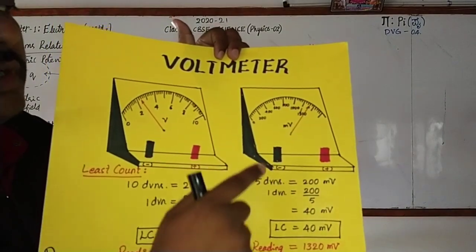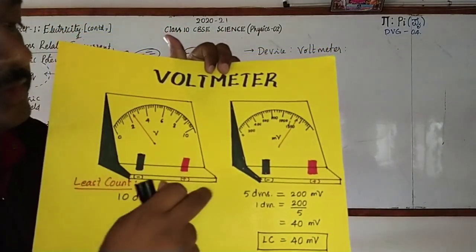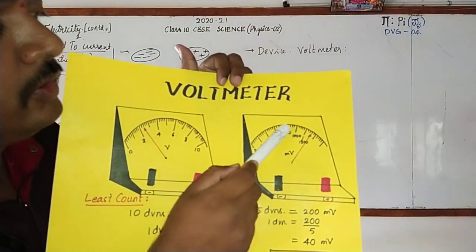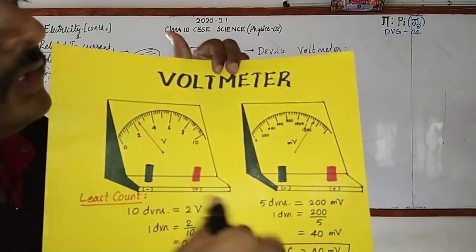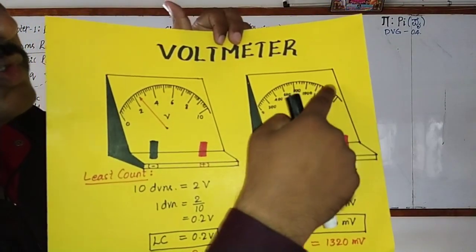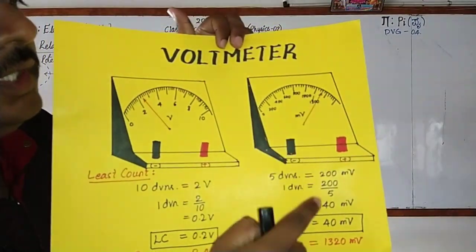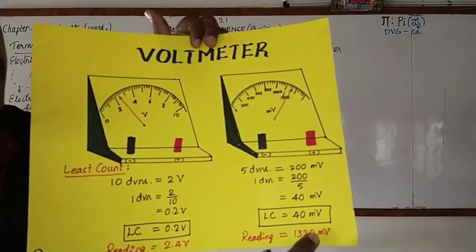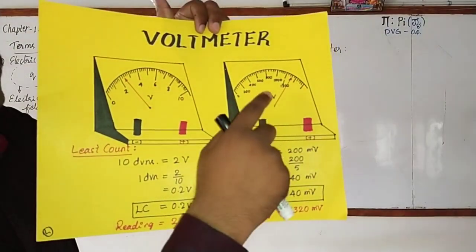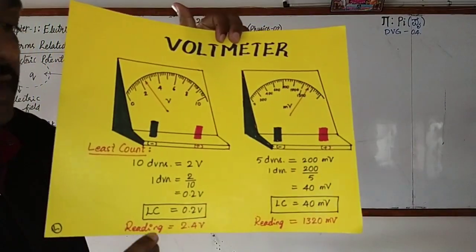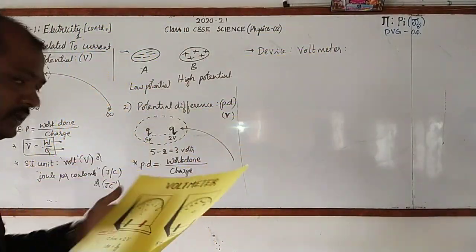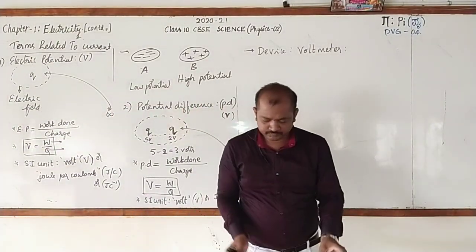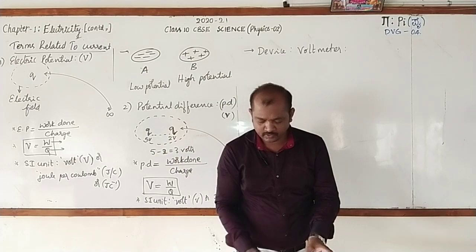Then let us come to know the reading. Now you can count that. Up to here 5, 10, 15, 20, 25, 30, 33. So when you calculate 33 into 40, you will get 1320 millivolts. So this is the voltmeter reading in this case. Got it? Okay, now let us go for the further part of this chapter.